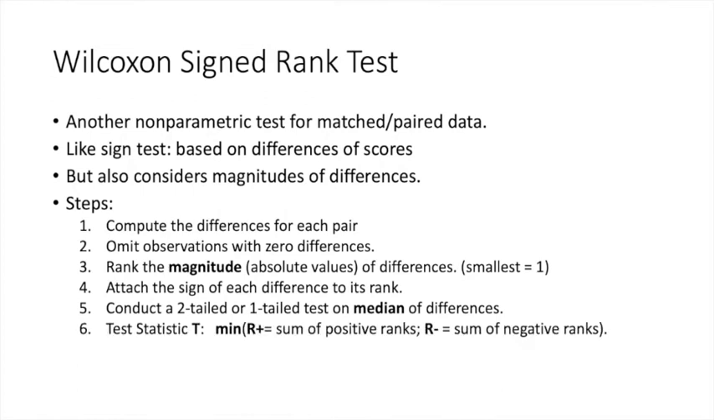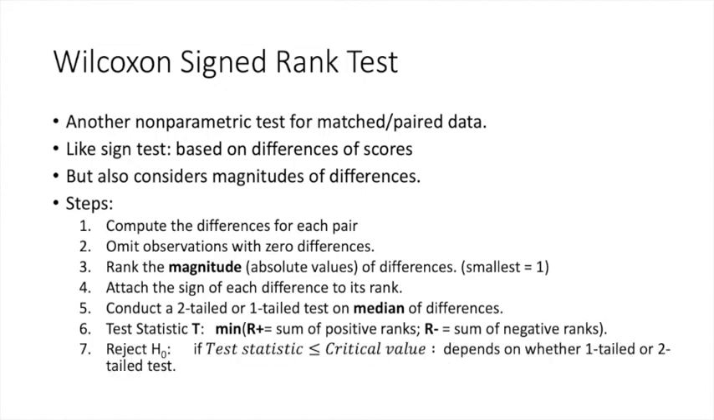Here the test statistic is represented by capital T, and it is the minimum of the sum of positive and negative ranks. Alternatively, some texts use a W statistic, that is the sum of all ranks, but I leave that for self-study. And finally, we compare the test statistic with a critical value to decide.